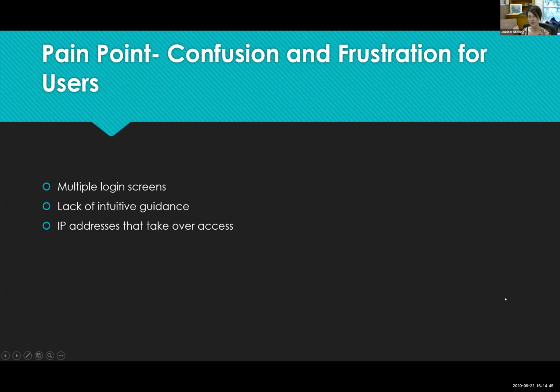We're also experiencing a lot of confusion and frustration for users or students. We did not have a single sign-on service, so there were multiple login screens. Students had a different looking screen for their email. They had a different looking screen to log in to Moodle. We had another place where students went to check their grades, and it looked different. That was really bad service, and you would hear students complain about it a lot.